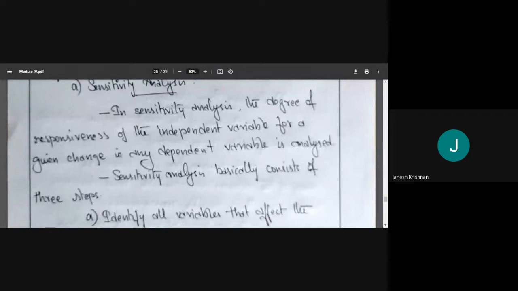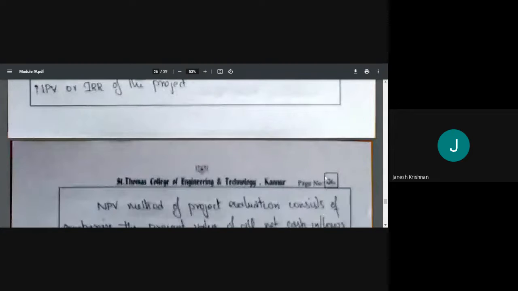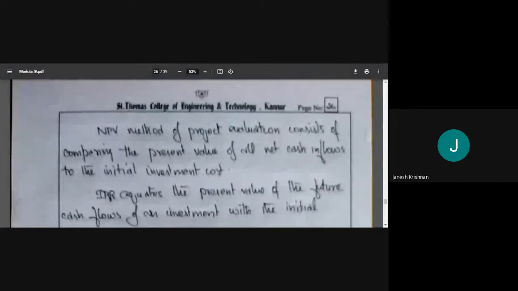It consists of basically 3 steps. One is to identify all variables that affect the NPV or IRR of the project. NPV means net present value, and IRR means internal rate of return. Now, the NPV method of project evaluation consists of comparing the present value of all net cash inflows to the initial investment cost. So NPV means net present value.